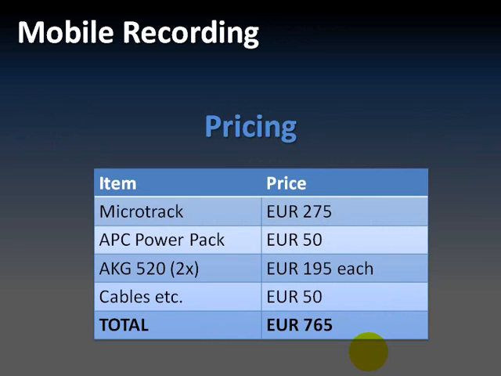So here is some pricing information. The Microtrack currently is at 275 euros. The APC power pack USB supply is at 50. The AKG microphones are 195 each, and then you need a bunch of cables. I've just put in 50 euros. That results in 765 euros total.